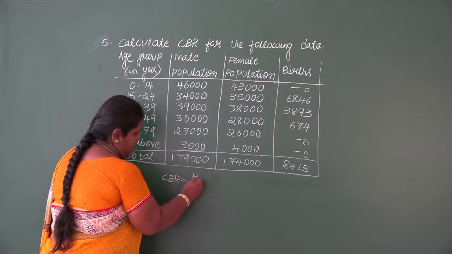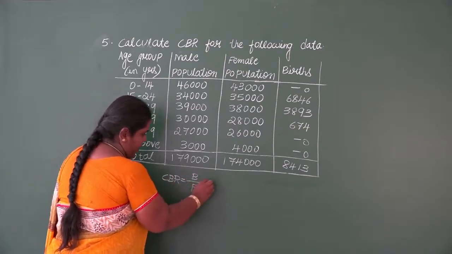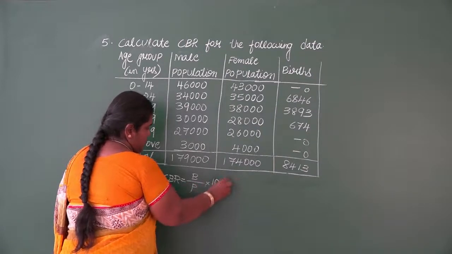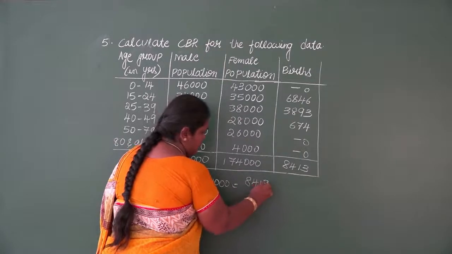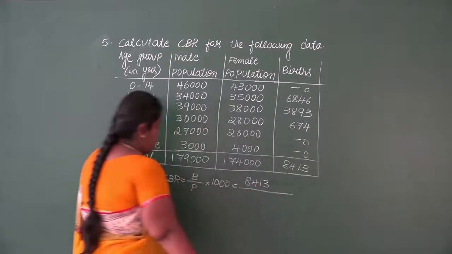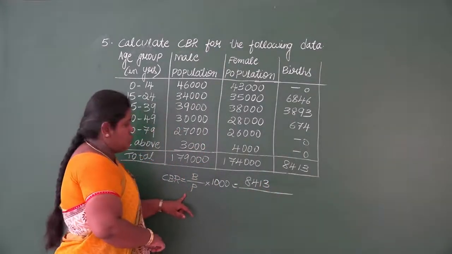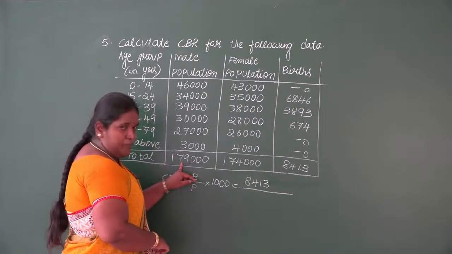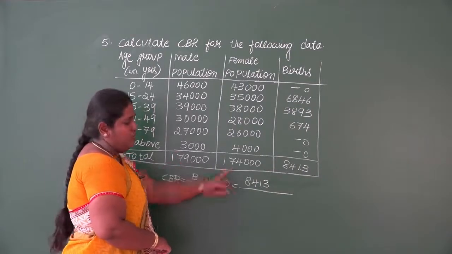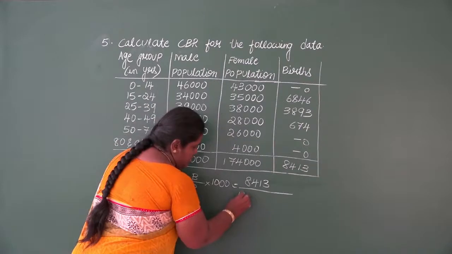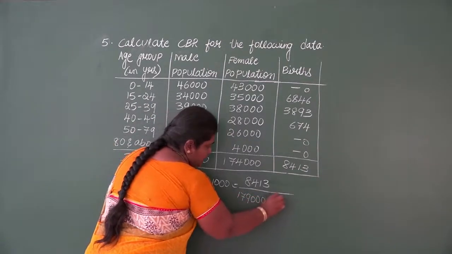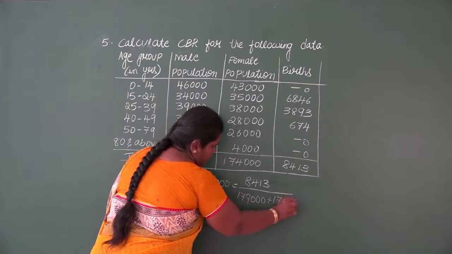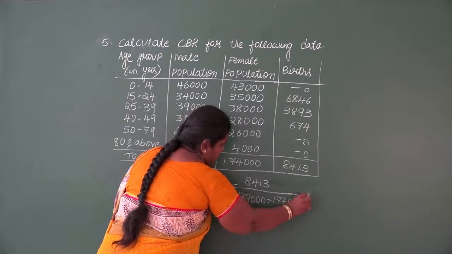So CBR is B divided by P into 1000. So here B value is 8,413 divided by, for the population value, you have to add both the male population and the female population. So it is 1,79,000 plus 1,74,000 into 1,000.